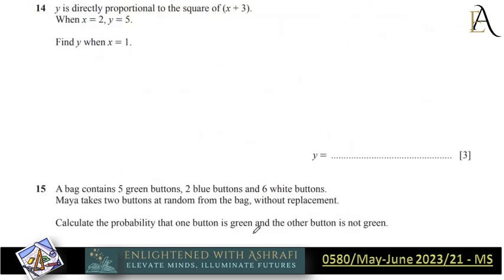Question number 14. Y is directly proportional to the square of x plus 3. When x is equal to 2, y is equal to 5. Find y when x is equal to 1.